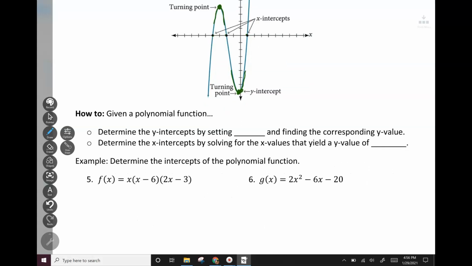All right, so like I mentioned a second ago, given a polynomial function, you can determine the y-intercepts by setting x equal to 0 and finding the corresponding y value, right? That makes sense because you're at your y-intercept, what does x equal? It always equals 0. The y-intercept always has an x value of 0. Determine the x-intercepts by solving for the x values that yield a y value of 0. So your y is going to be 0 for your x-intercept. So you're looking for the x values that make y equal 0.